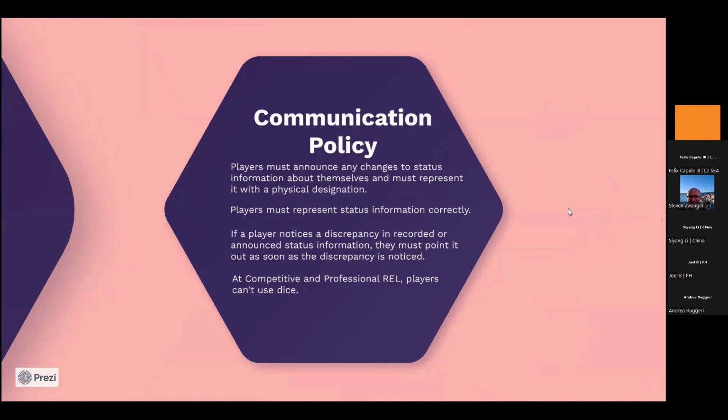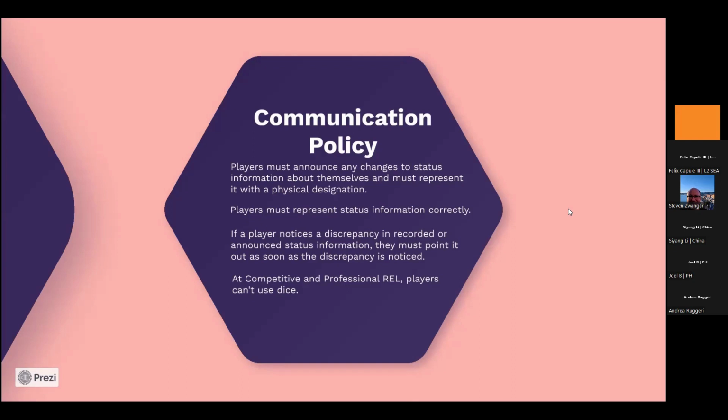When I say that players must be proactive, that means every time the status information changes, the policy requires them to announce the change, even if the opponent doesn't ask, doesn't say anything. Of course, players must always represent status information correctly. You're not allowed to lie about your life total, or forget to mention that you become the monarch, etc.